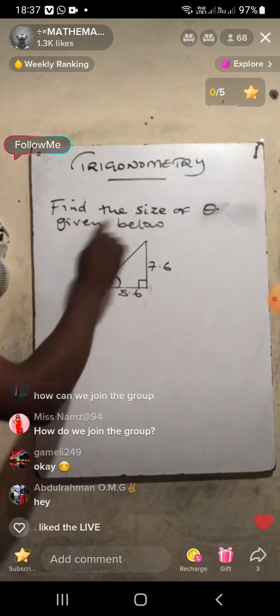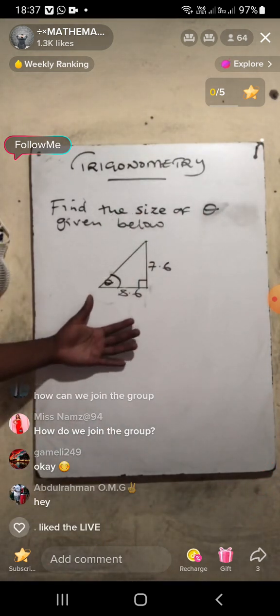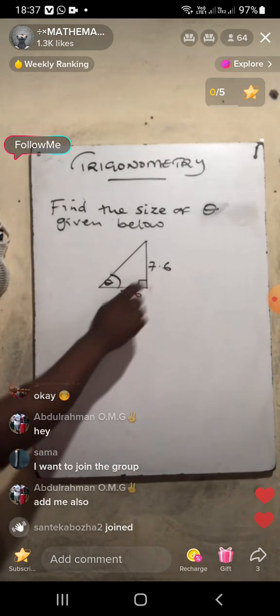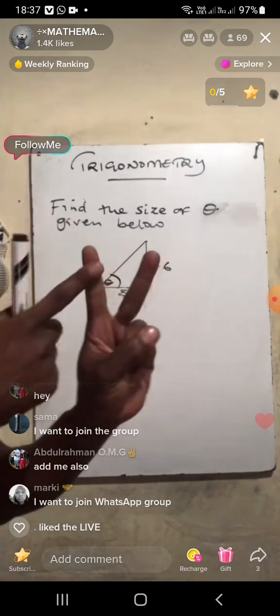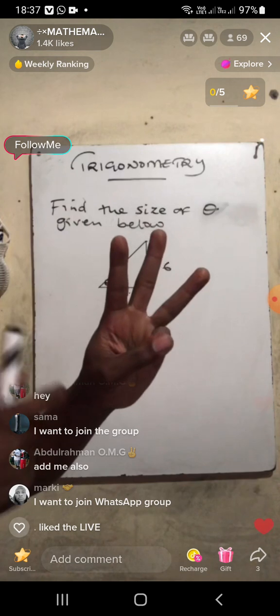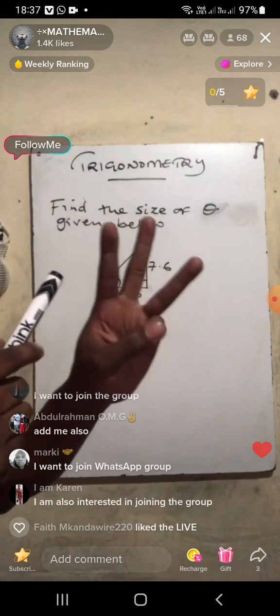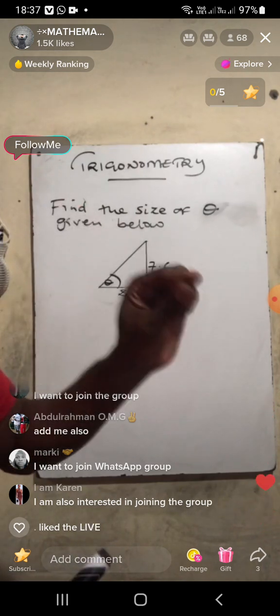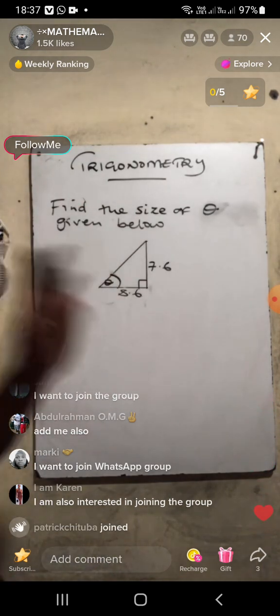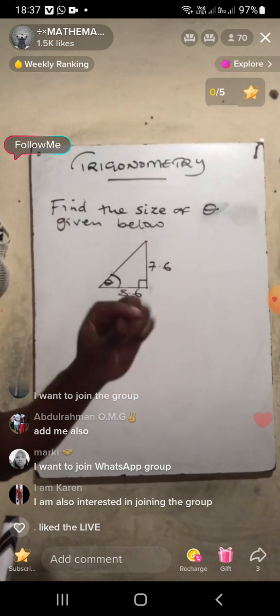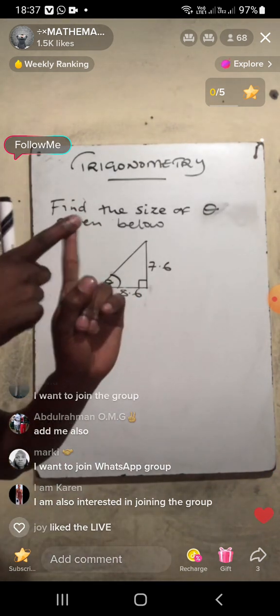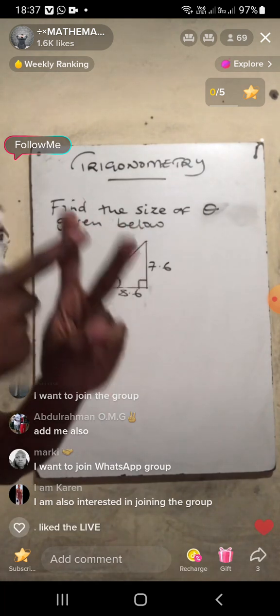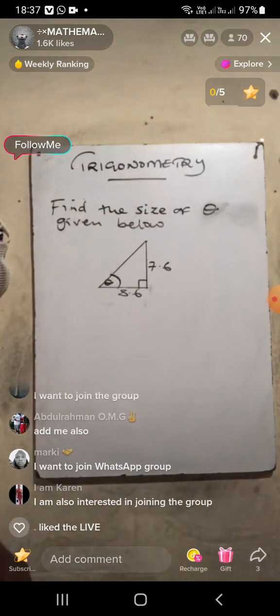Find the size of theta given below. So the first question we have been given is this. We have been given two sides, and I always emphasize this. You may be given two sides, or even three sides. Just expect that one of the questions you'll be asked is, find the size of an angle. Or you'll be given a side and an angle. If you've been given a side and an angle, one of the questions will be, find the side.